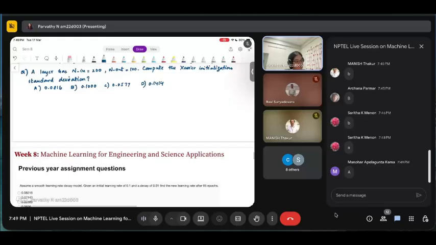Yeah. So the variance will be 2 divided by the number of input plus the number of output, and it is 200 and 100. So it will be 2 divided by 300. And then for standard deviation, we have to take the square root of the variance. So whatever value we get from this one, take the square root, that will be the standard deviation. So the answer is 0.0816.